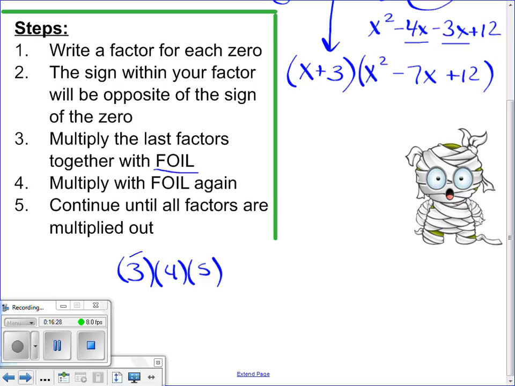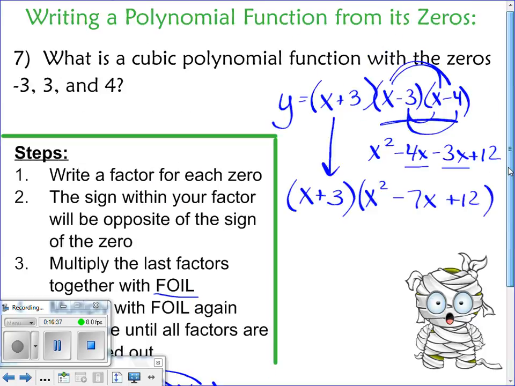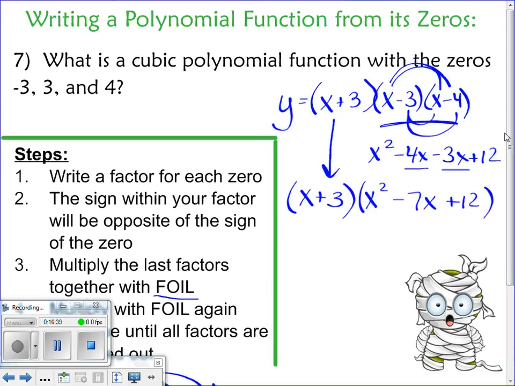Would you ever dream of distributing the 3? That's just weird, right? So you wouldn't distribute this into everything because that's weird. Yeah, you multiply 2 of them together and then take that answer and multiply by the other one. So now I multiplied those two and got this. Now I need to bring this one down. We're going to multiply again.